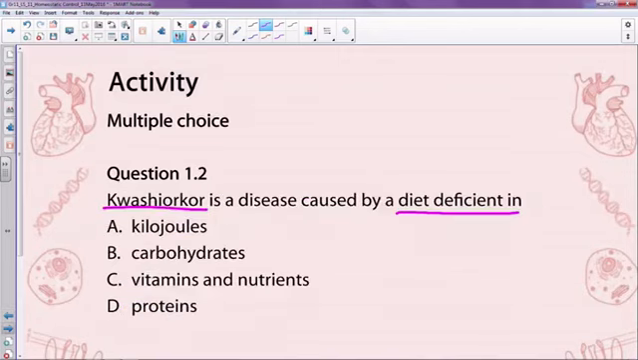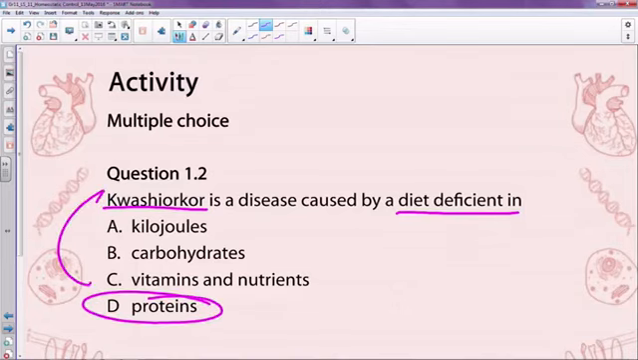Let's look at 1.2. Kwashiorkor is a disease caused by a diet deficient in. Is it kilojoules? I doubt. Carbohydrates? Sounds a bit confusing. Proteins and nutrients? Possibly. Proteins, and I think this is it. The key one is proteins.